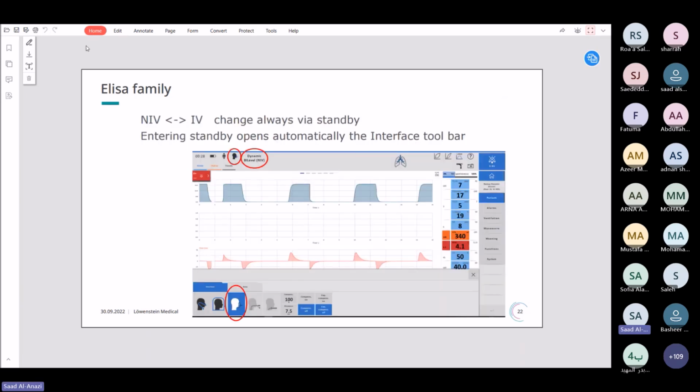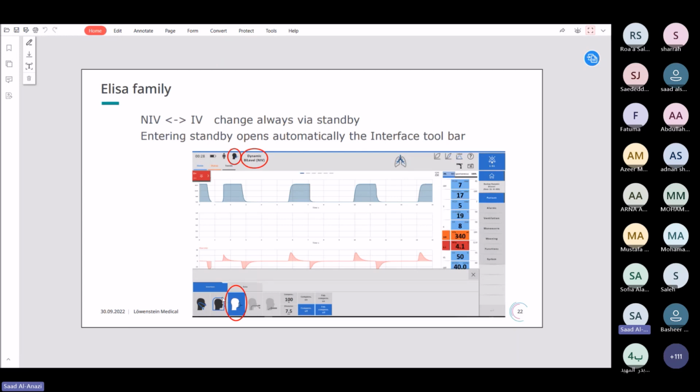So starting with the NIV change, as you see here, if you want to start to ventilate the patient, you need to enter your patient information. On the right side, you can see we have to enter the patient information. Then after that, you need to select the patient interface. As you see in the ELISA 800, we can choose many interface tools. For example, high flow. The first ventilator that can give helmet therapy is the ELISA 800.